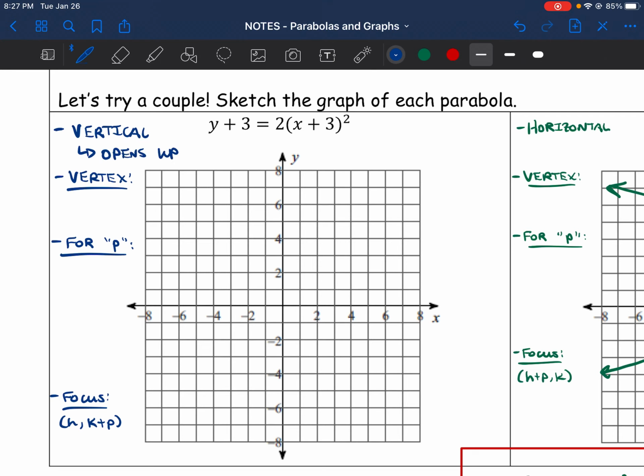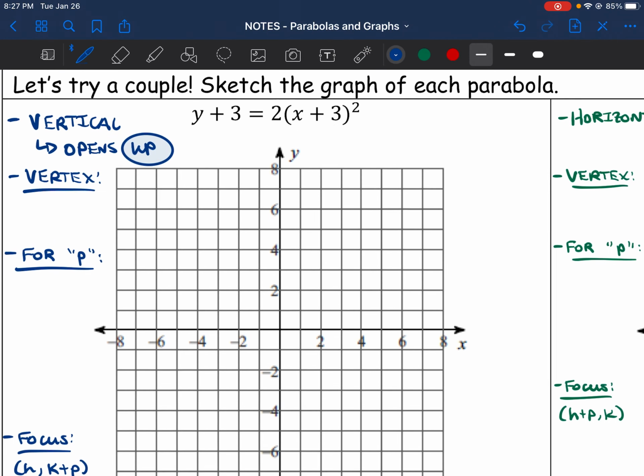The reason I know that this is opening up is because the number outside of the parentheses here, which is where the p term can be found, p is not equal to 2, but this 2 is going to help us find the p term. This is a positive number, which means p is going to be positive. And if p is positive and we have a vertical parabola, that means our parabola is going to be opening upwards.